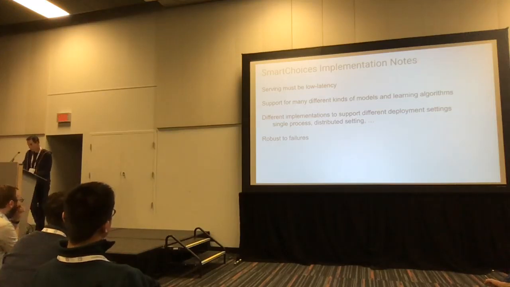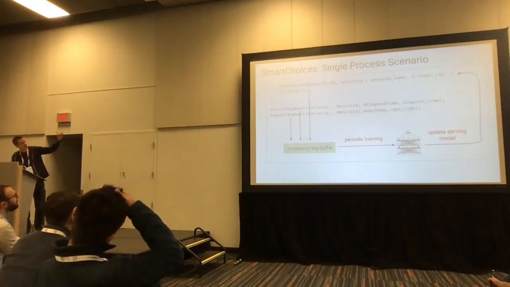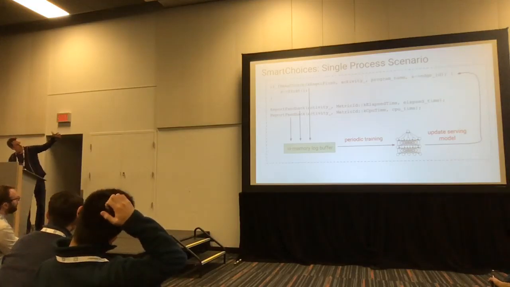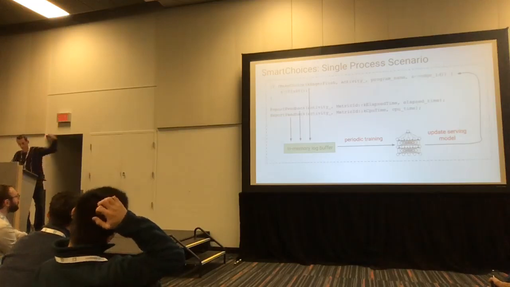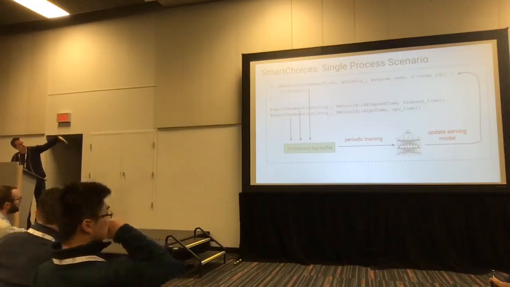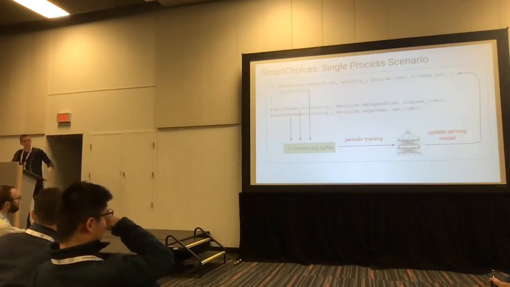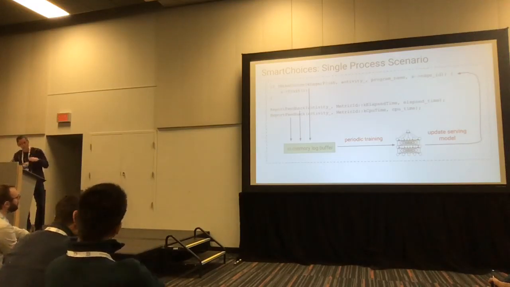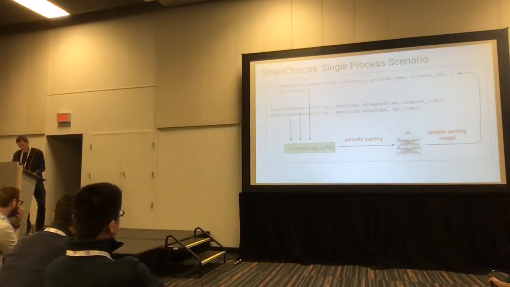So if you look at a variety of different scenarios, the simplest might be where you have a single process and you're doing all of this choice-making, feedback reporting, and learning of models in the context of a single process. For that, you can imagine that both the choices and the feedback emit entries into an in-memory log buffer that you can then consolidate by these activity IDs and then do periodic training on this sequence of choices and then feedback. And then periodically you can create a model based on all this and update the serving model.